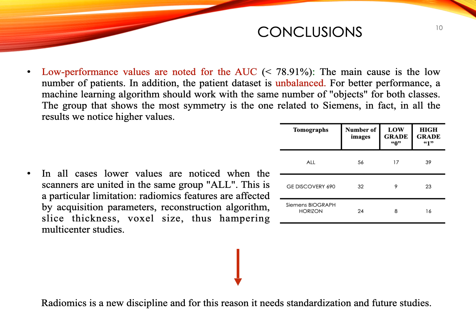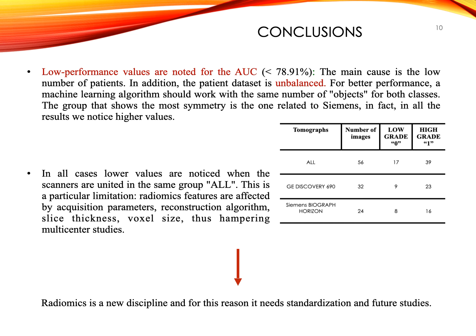As can be seen in the table, for better performance, a machine learning algorithm should work with the same number of objects for both classes, low-grade and high-grade cancers, and thus be balanced. In our work, the group that shows the greatest symmetry is the one related to Siemens. In fact, in all the results we notice higher values. The last but most important result is that in all cases lower values are seen when the scanners are merged into the same all group.